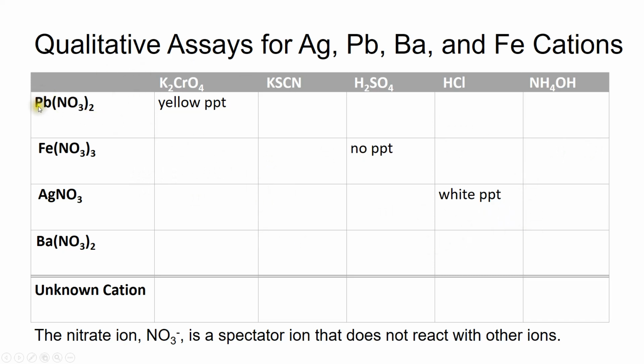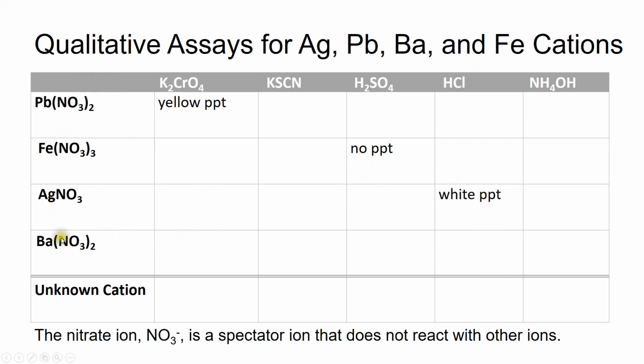Over here, when you react lead 2 plus with this potassium chromate, you're going to see yellow precipitate. So just write yellow PPT over there. But when you react this iron 3 plus with sulfuric acid, there's no precipitate, there's no apparent reaction. Just write no precipitate here. If you mix silver nitrate with HCl, you will see white precipitate.